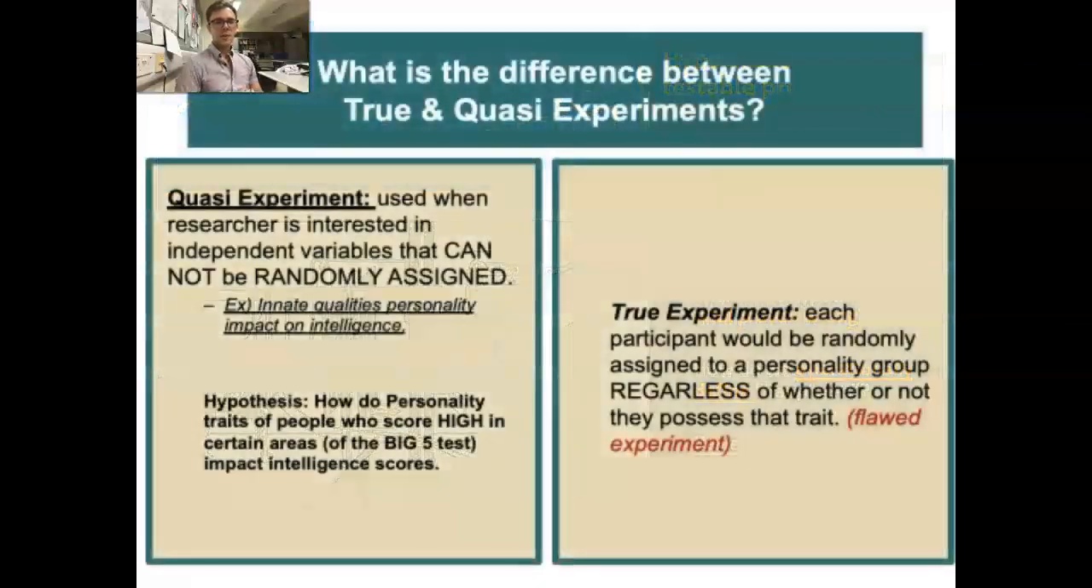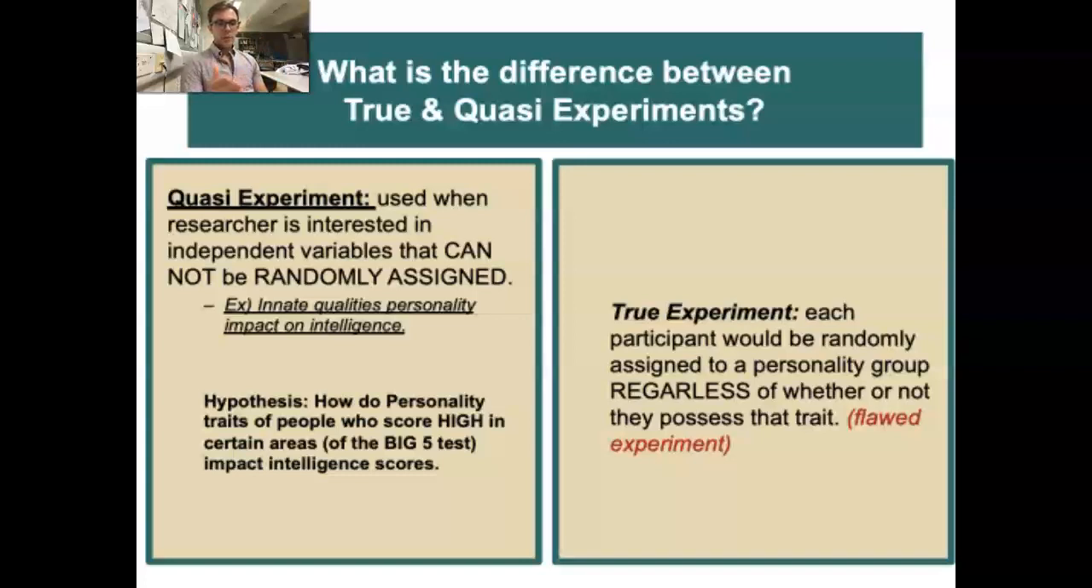Now, what's the difference between true experiments and quasi-experiments? So quasi-experiments are used when a researcher is interested in a certain independent variable that can't be randomly assigned, right, in regards to his hypothesis. So in this case, we're talking about innate qualities like personality traits. Also, you could say race, right, racial ethnicity. That's an innate quality that can't be randomly assigned.